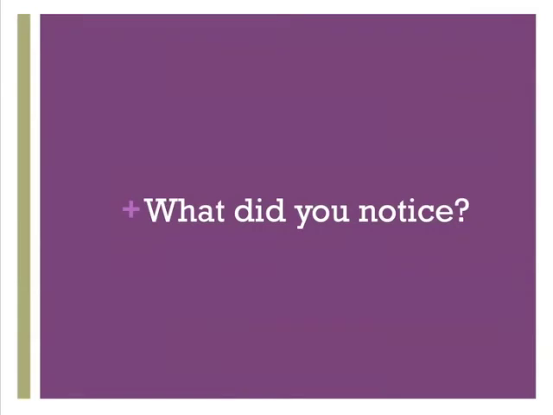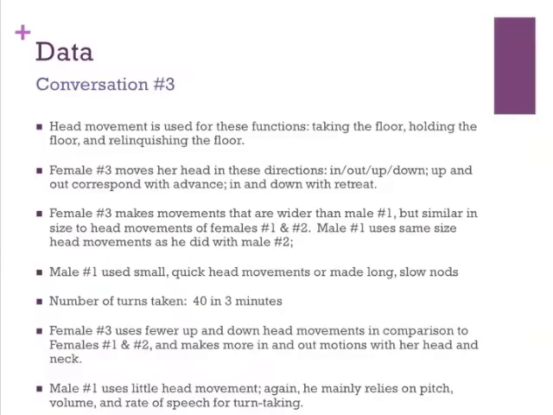What did you notice? The data for conversation number 3. Head movement is used for these functions: taking the floor, holding the floor, and relinquishing the floor. Female number 3 moves her head in these directions: in, out, up, and down. The up and outward movements correspond with an advance, and in and downward movements correspond with retreat.